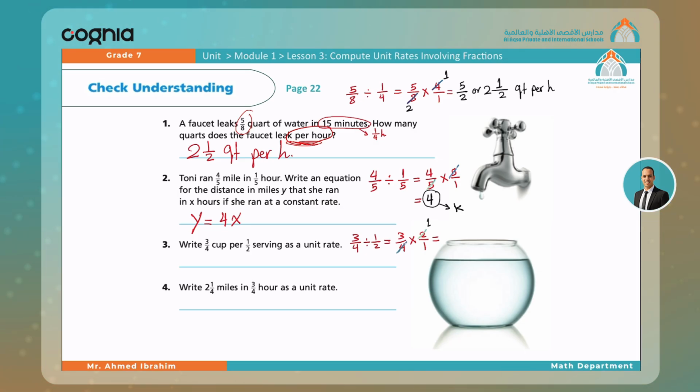So 2 divided by 2 is 1, 4 divided by 2 is 2. Multiplying the numerators and the denominators, 3 times 1 is 3, and 2 times 1 is 2. So 3 halves, or 1.5, the same. So 1.5 cups per serving. So the answer is 1.5 cups per serving.